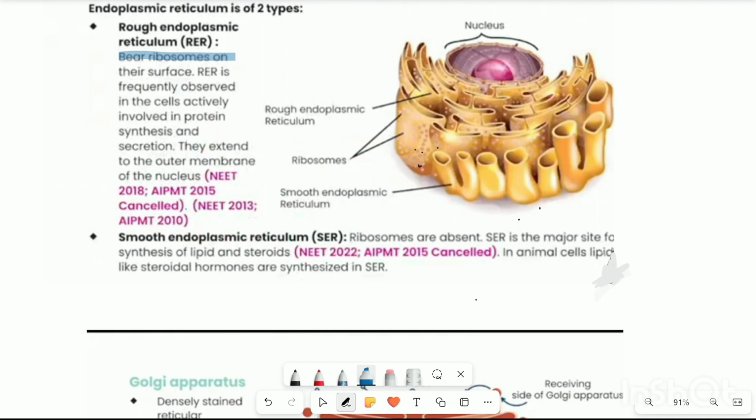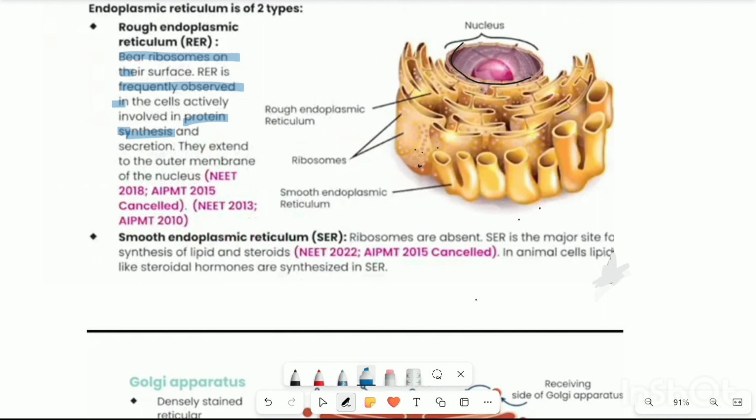Bare ribosomes on their surface, rough endoplasmic reticulum is frequently observed in the cells actively involved in protein synthesis. We have studied that the ribosome function is protein synthesis, and they extend to the outer membrane of the nucleus. You can see this, this is the nucleus and it is extended to the outer membrane of the nucleus.